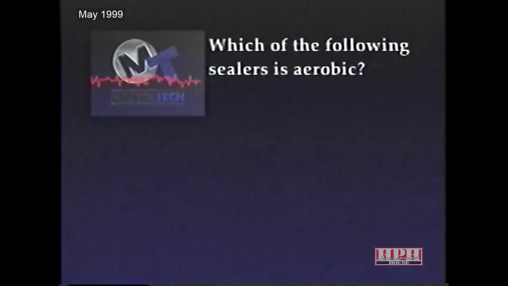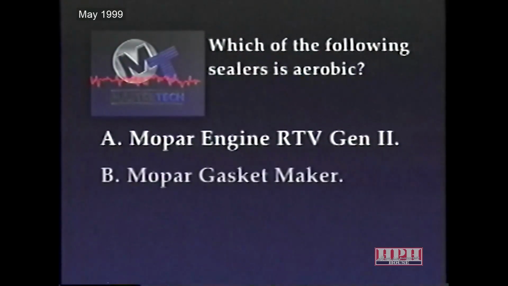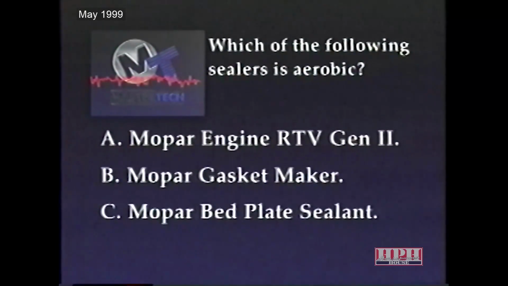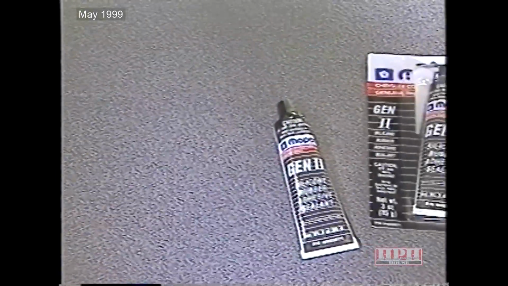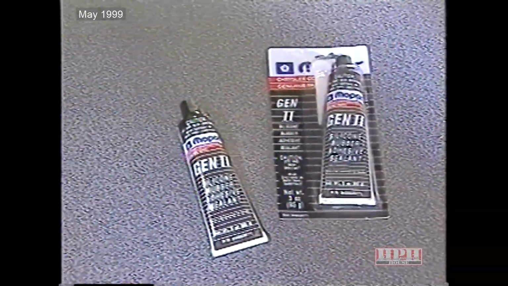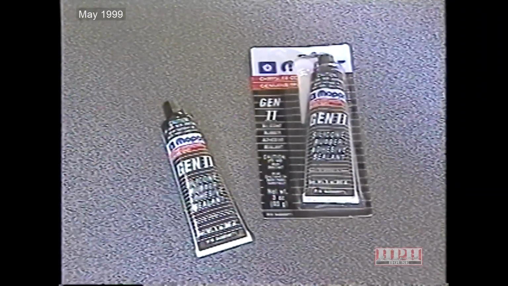Right. Which of the following sealers is aerobic? A. Mopar engine RTV Gen 2. B. Mopar gasket maker. C. Mopar bed plate sealant. Or D. None of the above. The correct answer is A. Mopar engine RTV Gen 2 is an aerobic sealant that is sometimes used in place of gaskets.